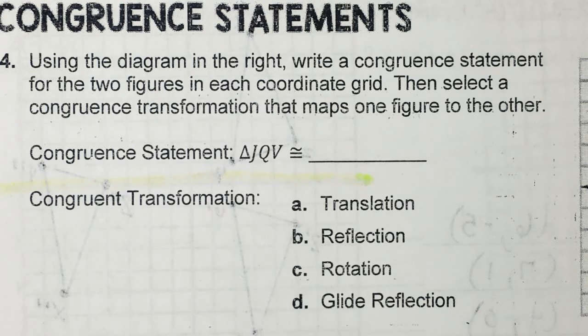Sometimes they don't use, like we've been doing, the same letters for both shapes. The two shapes will be identical, but they may change the letters. They may call one ABC, the other one they may call DEF. But for y'all, since y'all know what corresponding parts look like, or corresponding angles look like at this point, y'all should know what corresponding parts look like too. So number 4 says, using the diagram on the right, write a congruency statement for the two figures in each coordinate grid. Then select the congruency transformation that maps one figure onto the other. So let's talk about a congruency statement first.